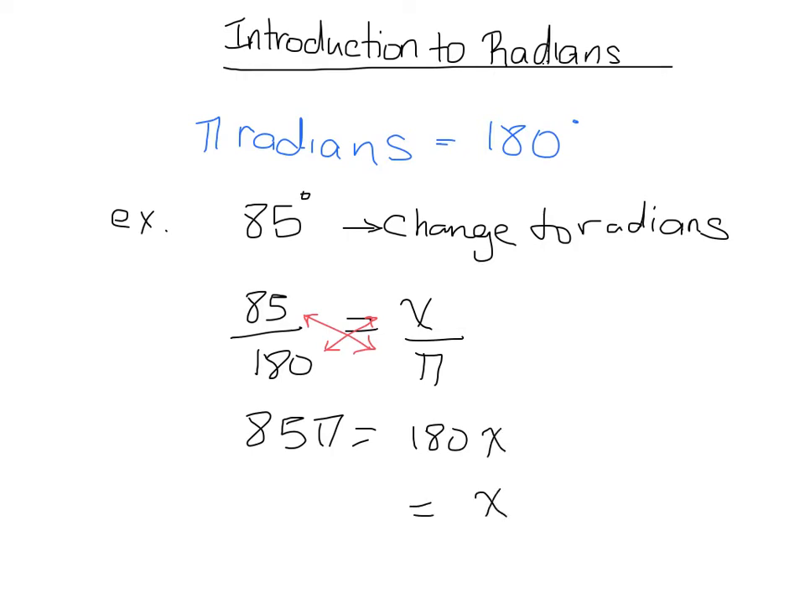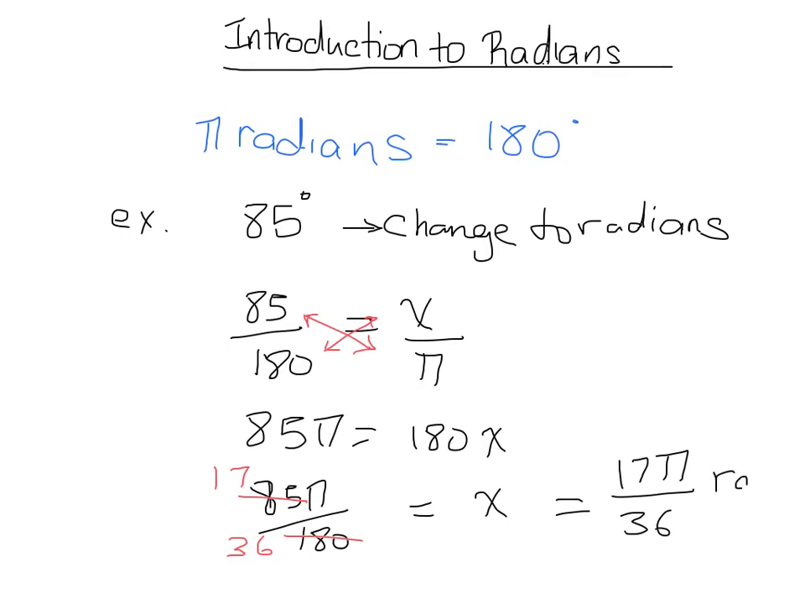So you get that x is 85 pi over 180. Then we can go ahead and reduce that by dividing by the common factor. I think the biggest common factor here is probably 5. When we divide the top by 5, we get 17, and we divide the bottom by 5, we get 36. So x is equal to 17 pi over 36 radians. That's how you change from degrees into radians.